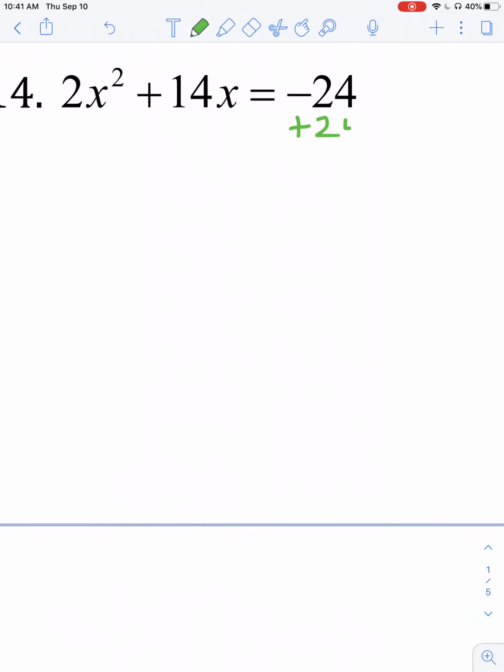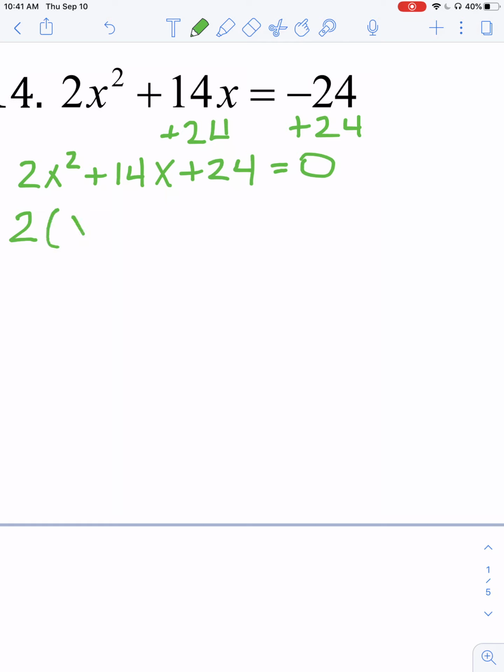And now I've got 2x squared plus 14x plus 24 equals 0. And notice how I was sure to write it in standard form too. So x squared, then the x term, then the constant. Now, before I go ahead and do big X factoring, I want to see if there's a GCF that I could factor out first. So I'm going to look at all three terms, the 2x squared, the 14x, and the 24. Is there a greatest common factor between the three? And there is. The GCF would be 2. So I'm going to factor out a 2, and I'm left with x squared plus 7x plus 12.